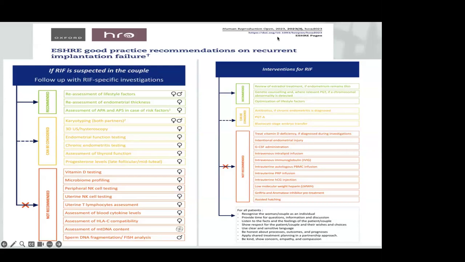Anything else? There's a question, any role of uterine artery Doppler in RIF?